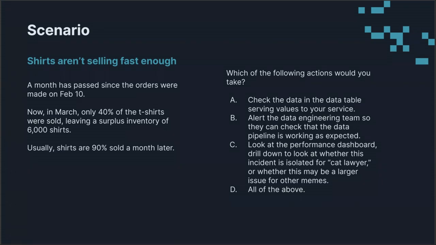Now let's take some time to think about what actions you would take next. A, check the data in a data table serving values to your service. B, alert the data engineering team so they can check that the data pipeline is working as expected. C, looking at the performance dashboard, drill down to look at whether this incident is isolated for cat lawyer or whether this may be a larger issue for other memes as well. Or D, all of the above. I'm going to give you 30 seconds to pause and think about this.